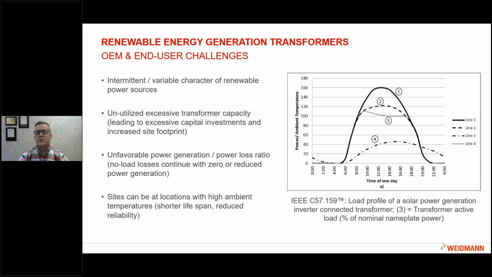On the right there is a simple graph that's just taken from an IEEE standard on solar transformers, for example, and you can see the dotted line number 3 is kind of showing an on and off character. So basically from about 8 in the morning until 6 p.m. at night, these transformers are loaded to around 100%, and then at night they shut off.